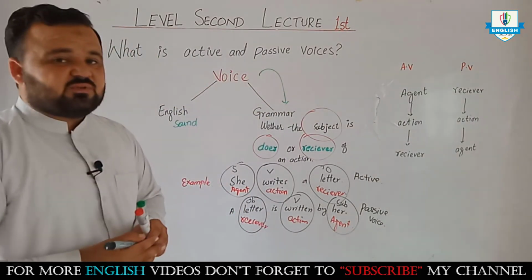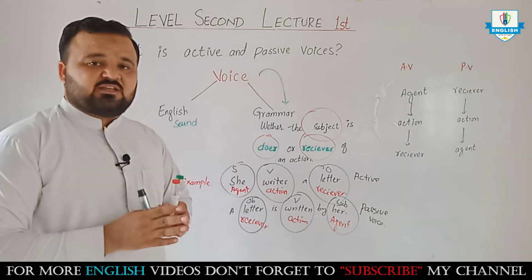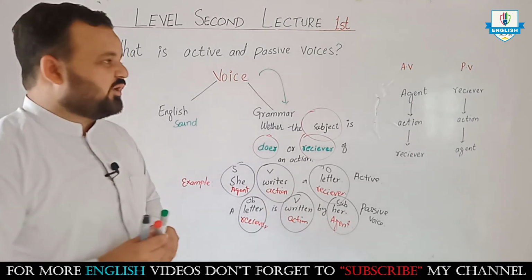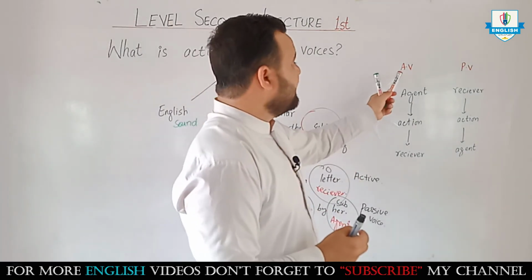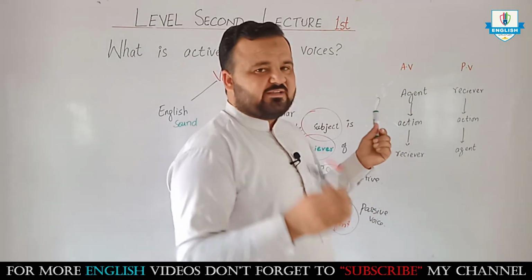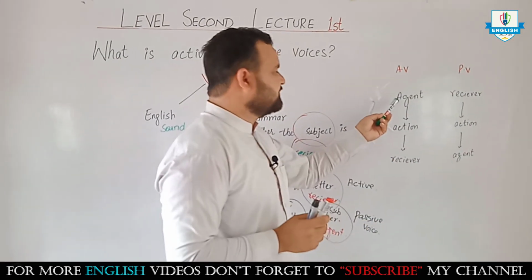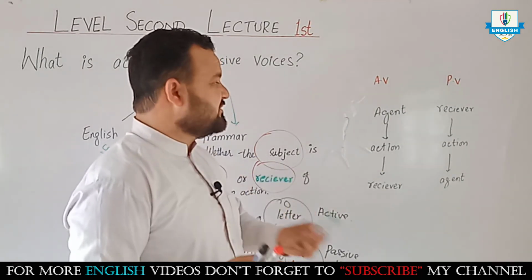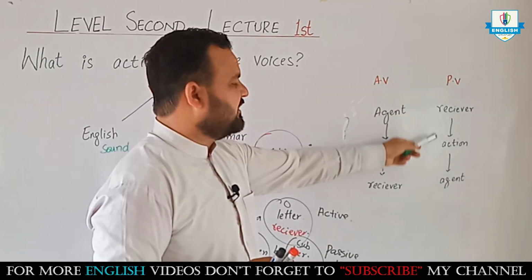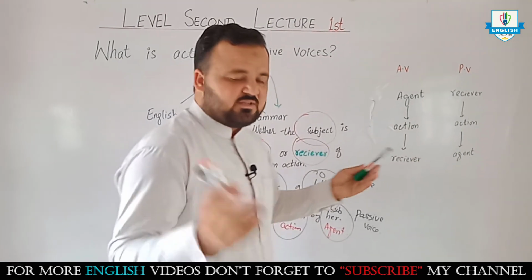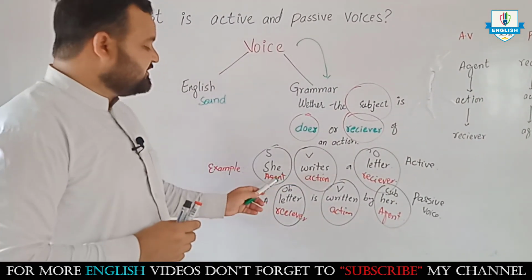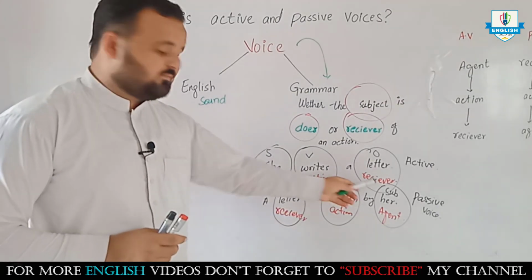So you must know that both the sentences carry same meaning. So here is one point, you can see it. Active voice will start, active sentences will start from agent, action, receiver. And passive sentence will start from receiver, action and agent. You can see it. Subject, verb, object, agent, action, receiver.